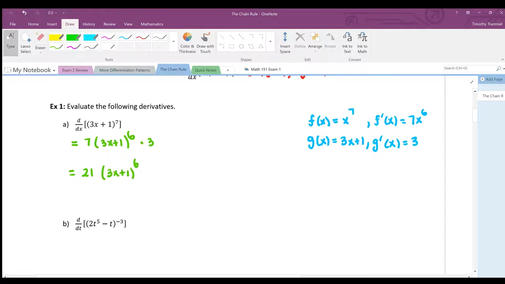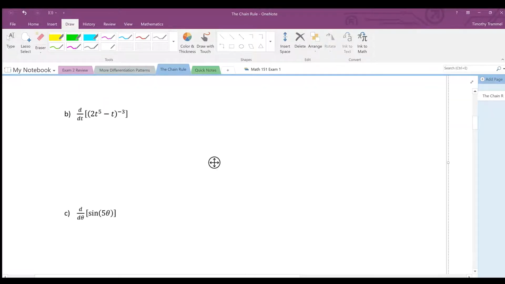All right, let's try another one. All right, so here again, we'll start by taking the derivative of the outer function. Okay. We're just thinking about what's in the parentheses here. We're just thinking about it as being x for a second, or t. Okay. And if you were to use the power rule, we'd bring down that minus 3. Okay. And we'd lower the power by 1, so to the minus 4.